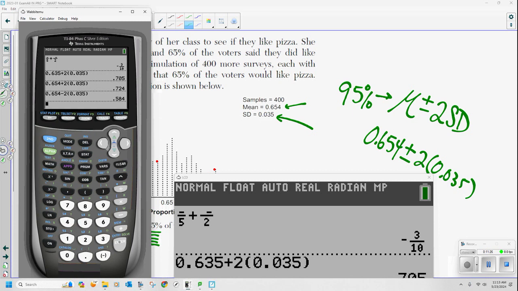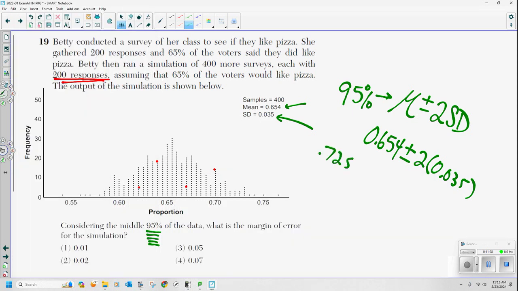So 0.724 through 0.584, 95% of my data is within here. This is what's considered normal. Now, why did I show you? That is going to pop up at some point in the test. It always seems to. So what about this margin of error?